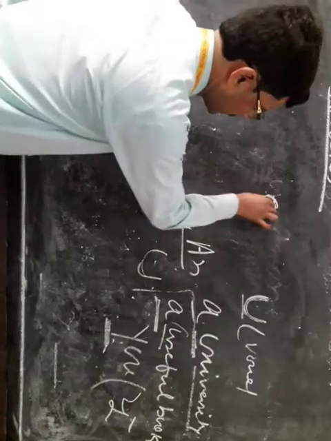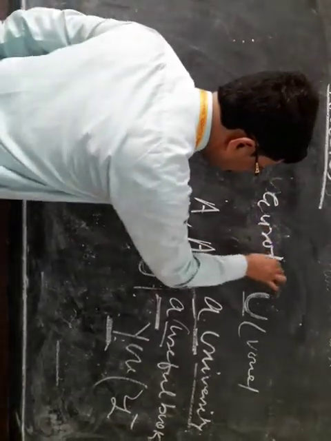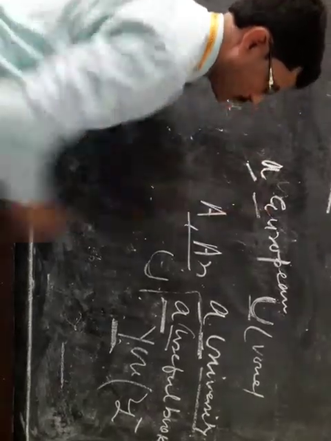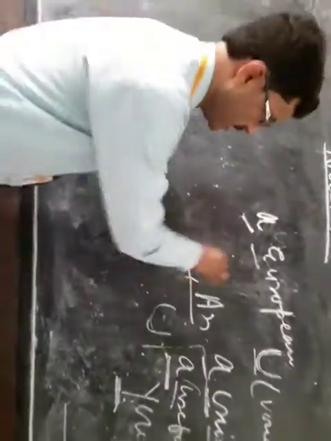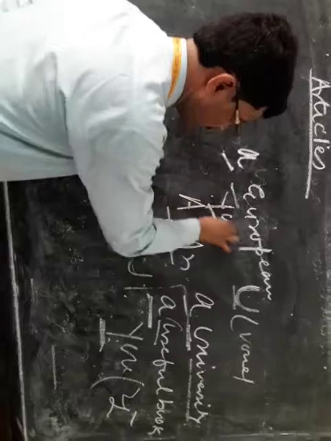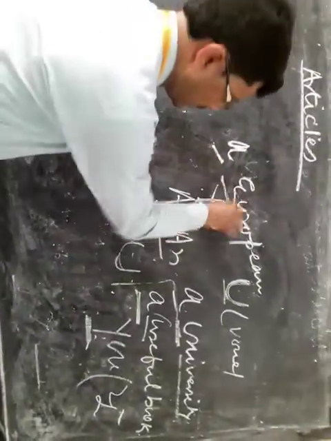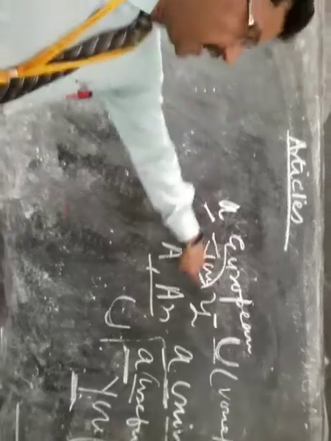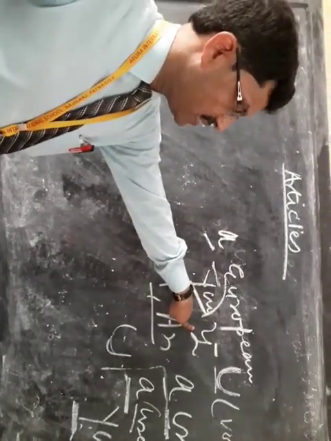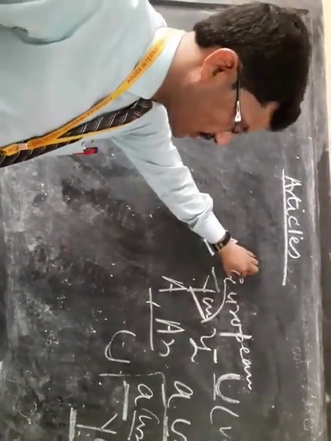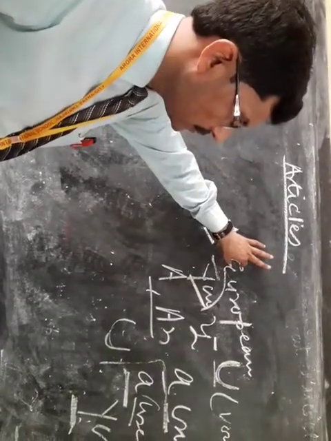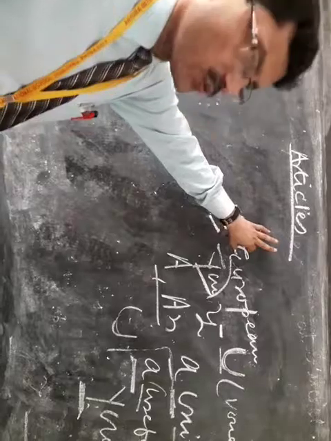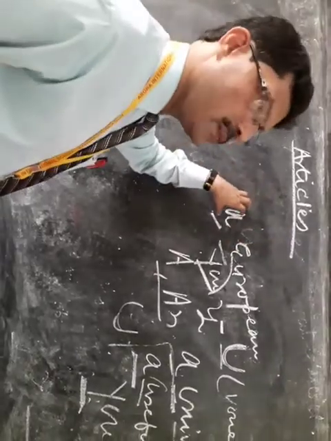Suppose European. Have a look. A European, not an European. Again, it comes like ya. In Hindi, it is ya. It is not a vowel sound, it's a consonant. It is a vowel in form, but it produces a consonant sound. That is why we should put a before them.